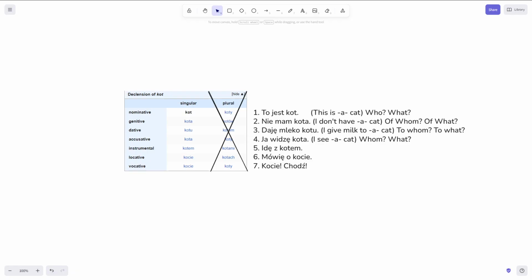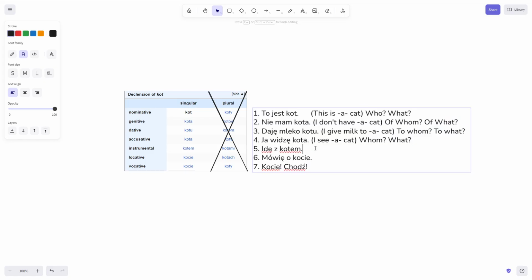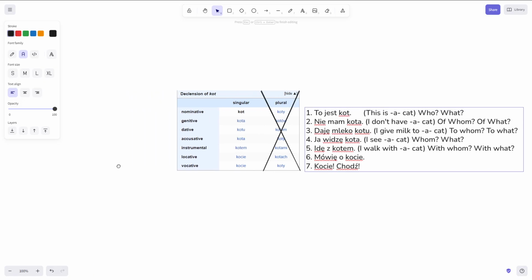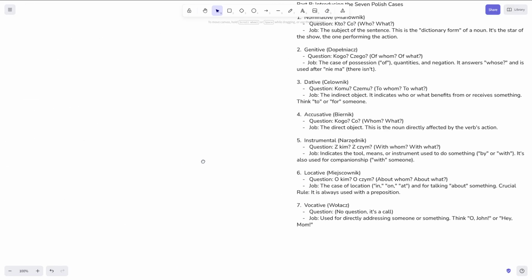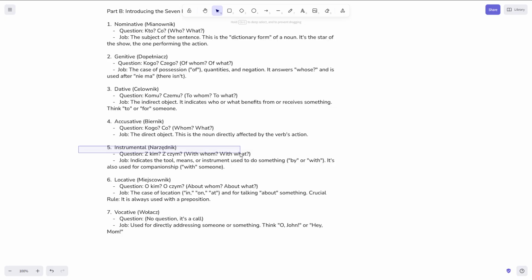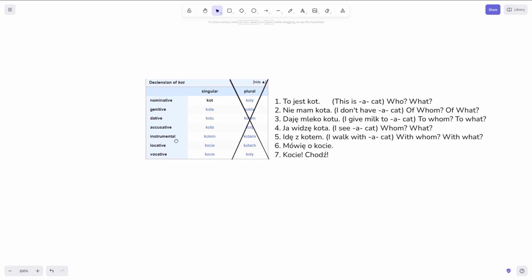Number 5, sorry, instrumental. Idę z kotem. Idę z kotem. I walk or am walking with a cat. So basically, with whom? With what? We look over there. Yep, there we go. It's okay. Number 5, with whom? With what? Yes, it checks out, okay?